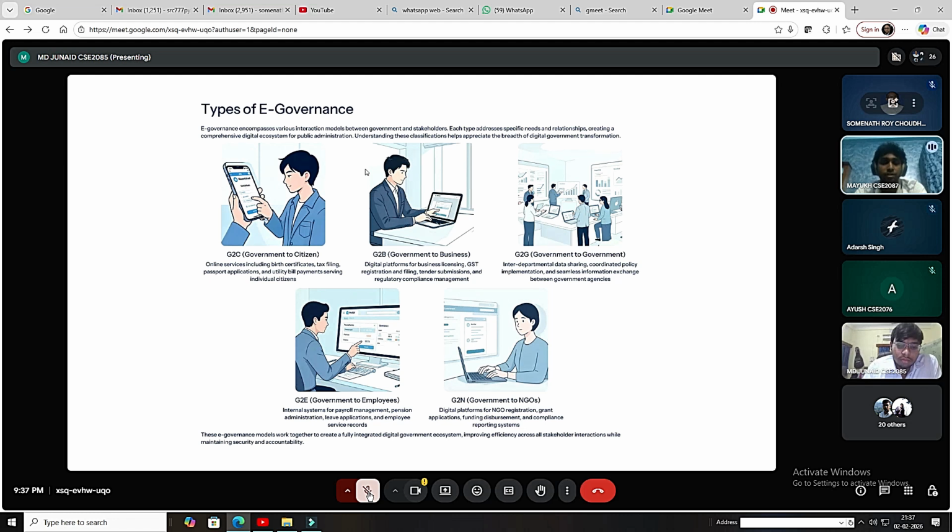So types of e-governance. E-governance mainly has five types of interactions. G2C, which is services for citizens like tax filings and passports. G2B, services for businesses like GST and licenses. G2G, which is government to government, data sharing between government departments. G2E, systems for government employees like payroll and leave. G2N, platforms for NGOs for registration and grants. All of these together form a complete digital government system. Next slide, please.